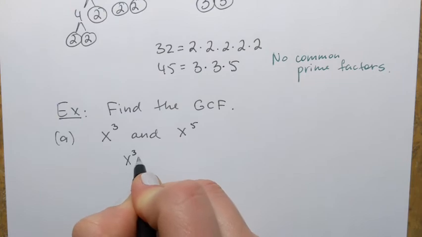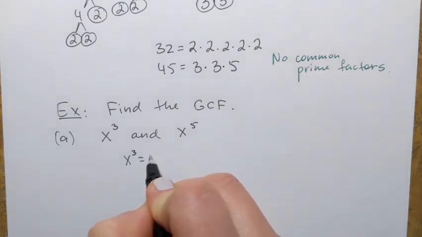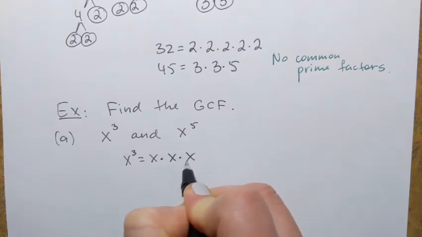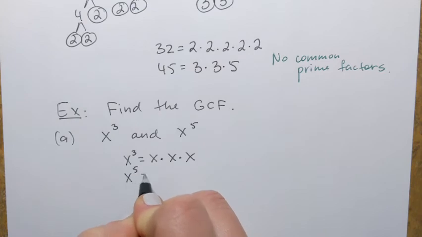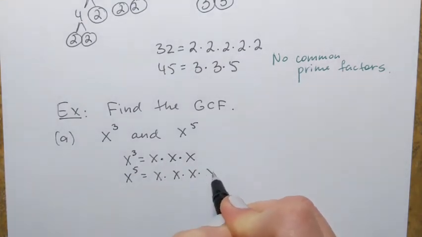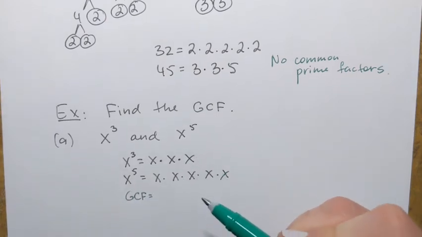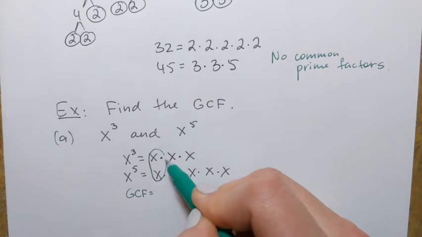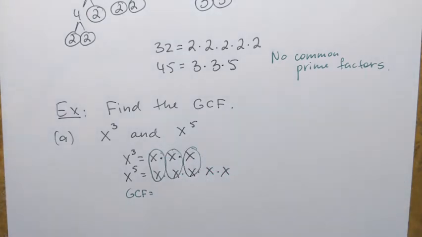Well, what does it mean that I have x raised to the 3rd power? Well, that means that I have x times x times x, right? And then what does it mean that I have x to the 5th power? That means that I have 5 of those x's multiplied by each other, right? And if I follow the idea of finding common factors, to find the GCF, I'll have to circle pairs. And here I can see that it makes sense that I can find 3 pairs, right? I only have x's here.